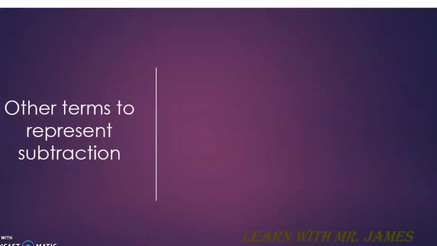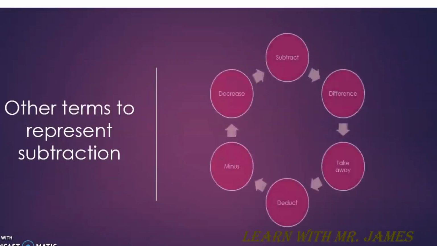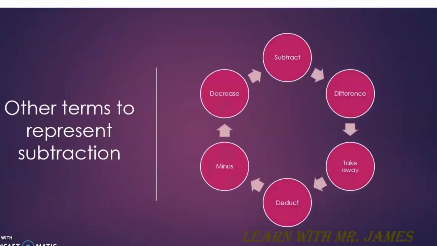So let's see the other terms to represent the subtraction. So these are the other terms that represent the subtraction. The first one, you know, is subtraction. And the other term is difference. The third term is take away. Next one is deduct. The next one is minus, which we say is the sign of the subtraction. And the next one is decrease. These are the other terms we use to represent the subtractions.